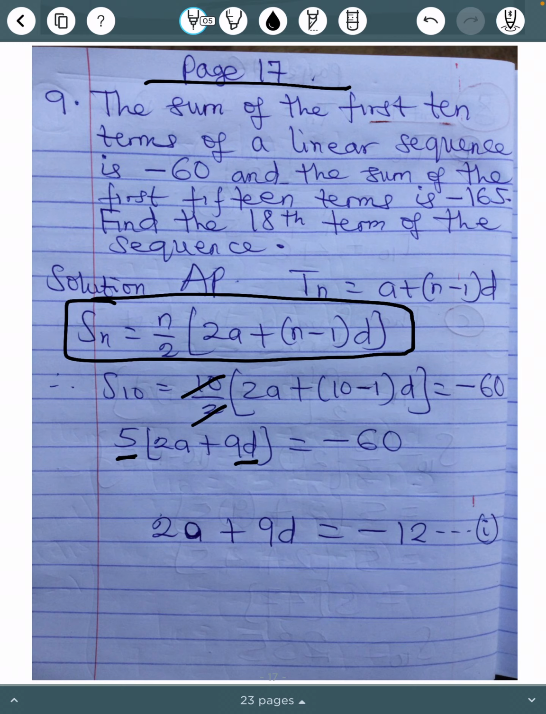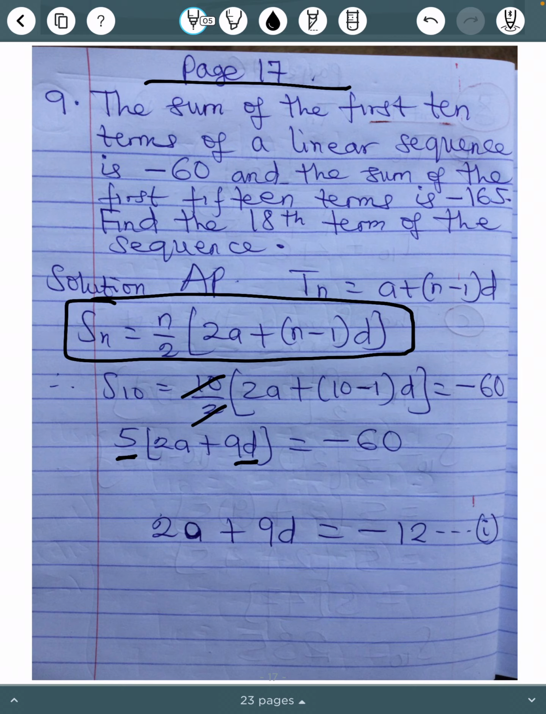I can divide both sides by 5. 5 in 5 is 1, and 5 in minus 60 is minus 12. So that will give me 2a plus 9d is minus 12. Take this as equation 1.